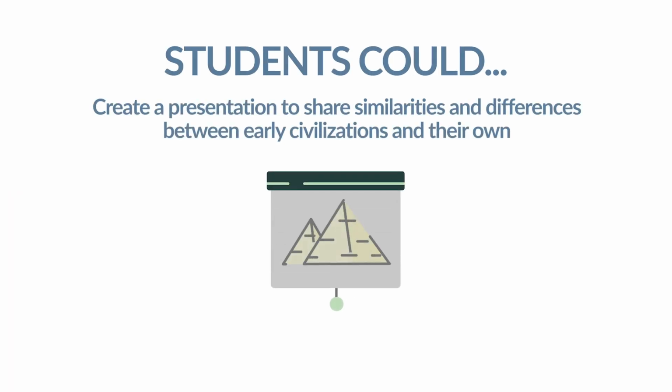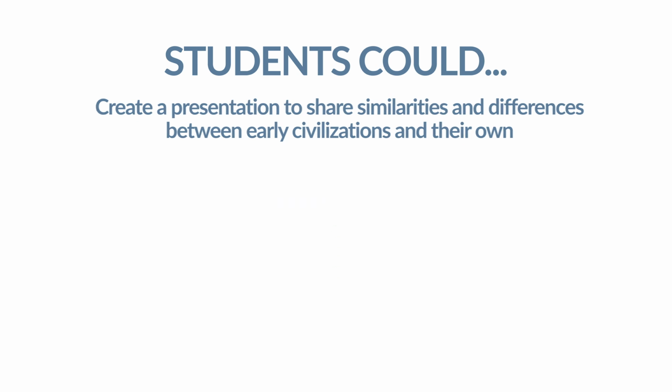After Module 8, it's time for students to take action and choose an inquiry product that will impact the community beyond the classroom. There are several options to choose from, and suggestions of possible products. For example, students could create a presentation to share similarities and differences between early civilizations and their own, including an action plan to address modern challenges using lessons learned from early civilizations.